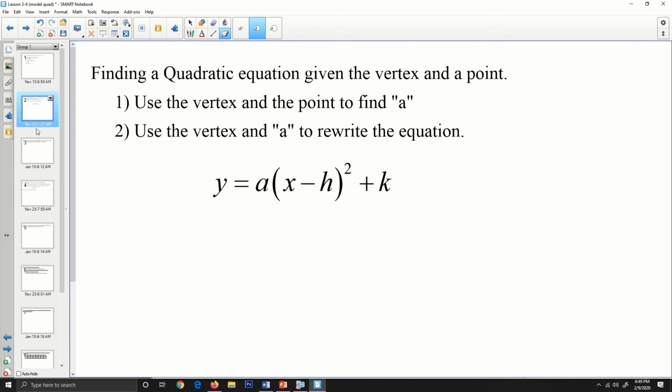The first one is finding a quadratic equation given a vertex and a point. We're going to use the vertex, and if you remember, the vertex form is y equals a times the quantity x minus h squared plus k. The vertex is h, k, and we can use the point as an x and a y value. We'll have 4 of the 5 variables. We'll solve for a, and then we'll rewrite the final equation. So what does that look like?